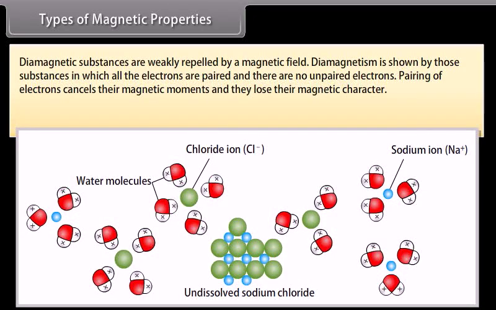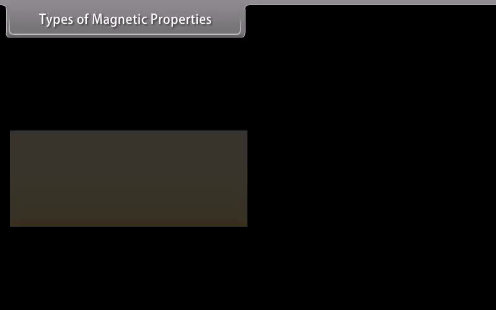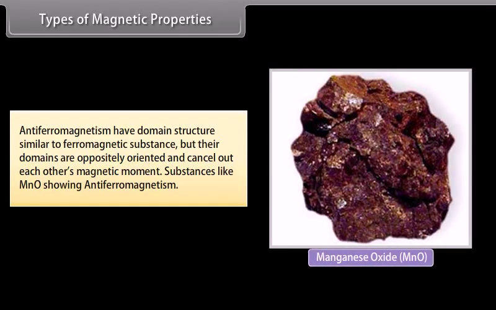Diamagnetic substances are weakly repelled by a magnetic field. Diamagnetism is shown by those substances in which all the electrons are paired and there are no unpaired electrons. Pairing of electrons cancels their magnetic moments and they lose their magnetic character. H2O, NaCl, and C6H6 are some examples of such substances. Antiferromagnetic substances have a domain structure similar to ferromagnetic substances, but their domains are oppositely oriented and cancel out each other's magnetic moment. Substances like MnO show antiferromagnetism.